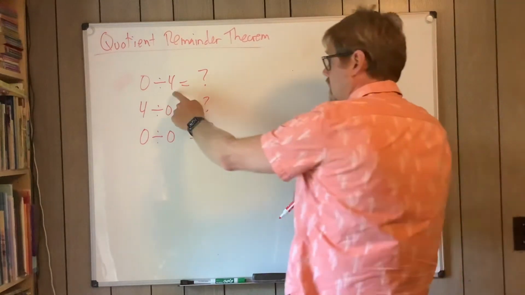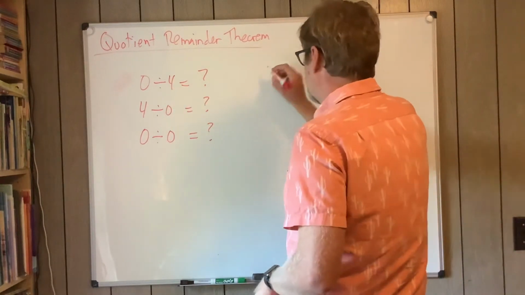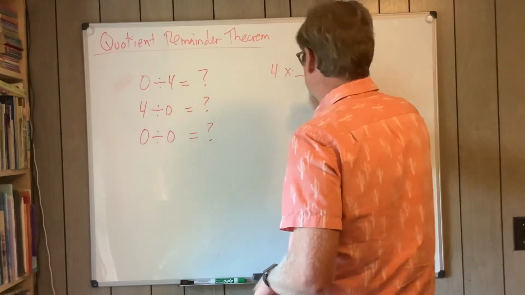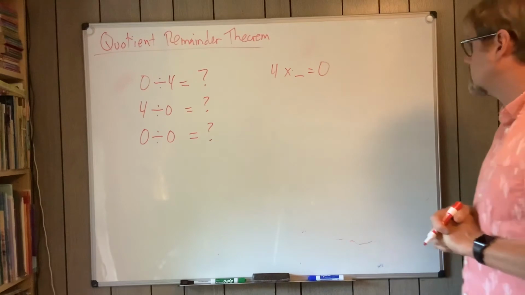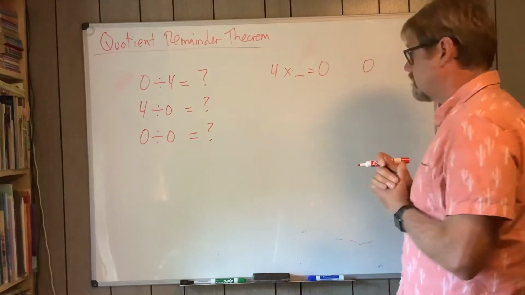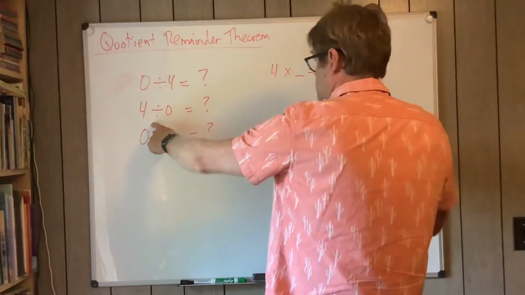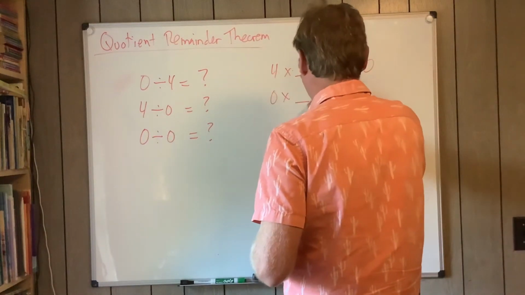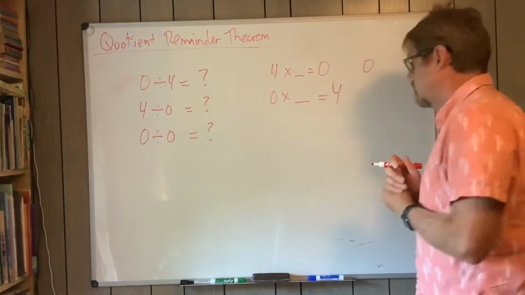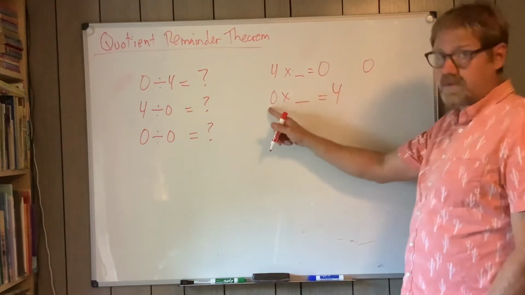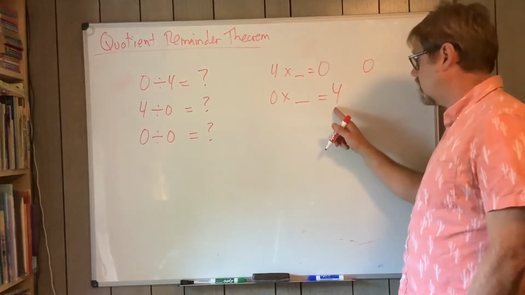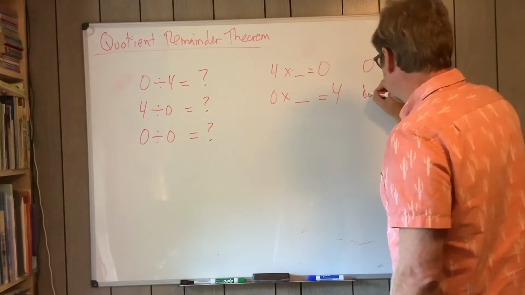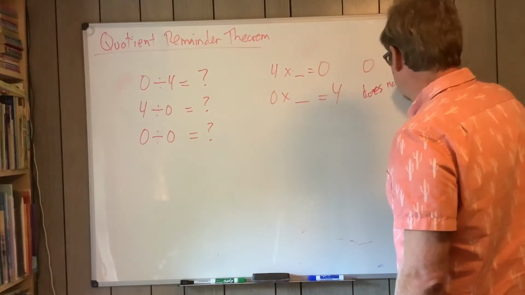So here, what do I have? This is 4 times blank equals 0. And the answer to that is definitely 0. What is this? This is 0 times blank equals 4. So what number can I multiply by 0 to get 4? This answer does not exist.